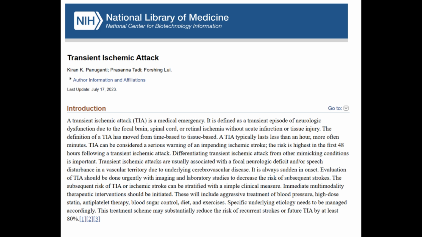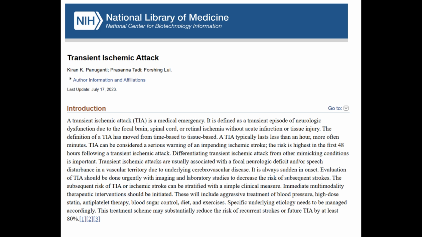We define it as a transient episode of neurologic dysfunction due to focal brain, spinal cord, or retinal ischemia without acute infarction or tissue injury. Now, the definition of TIA has actually moved from a time based approach to a tissue based approach. And a TIA typically lasts for less than an hour, but more often than not, it lasts for a few minutes. It is a warning sign of an impending stroke, and the risk is highest in the first 48 hours following the transient ischemic attack.